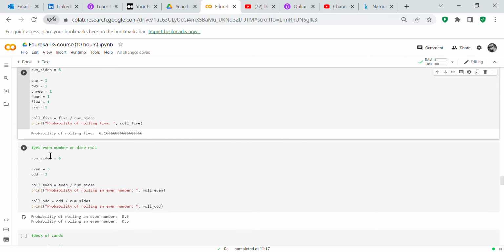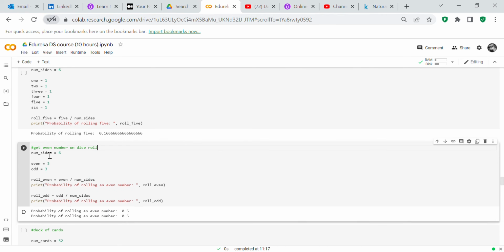So the next thing we have, we're still on the dice. So num_sides equals 6, but we're going to get an even number on a dice roll. So even equals 3 and odd equals 3, because even is 2, 4, 6 and odd is 1, 3, 5. So roll_even equals even over num_sides, and print probability of rolling an even number, roll_even, so that's 0.5.